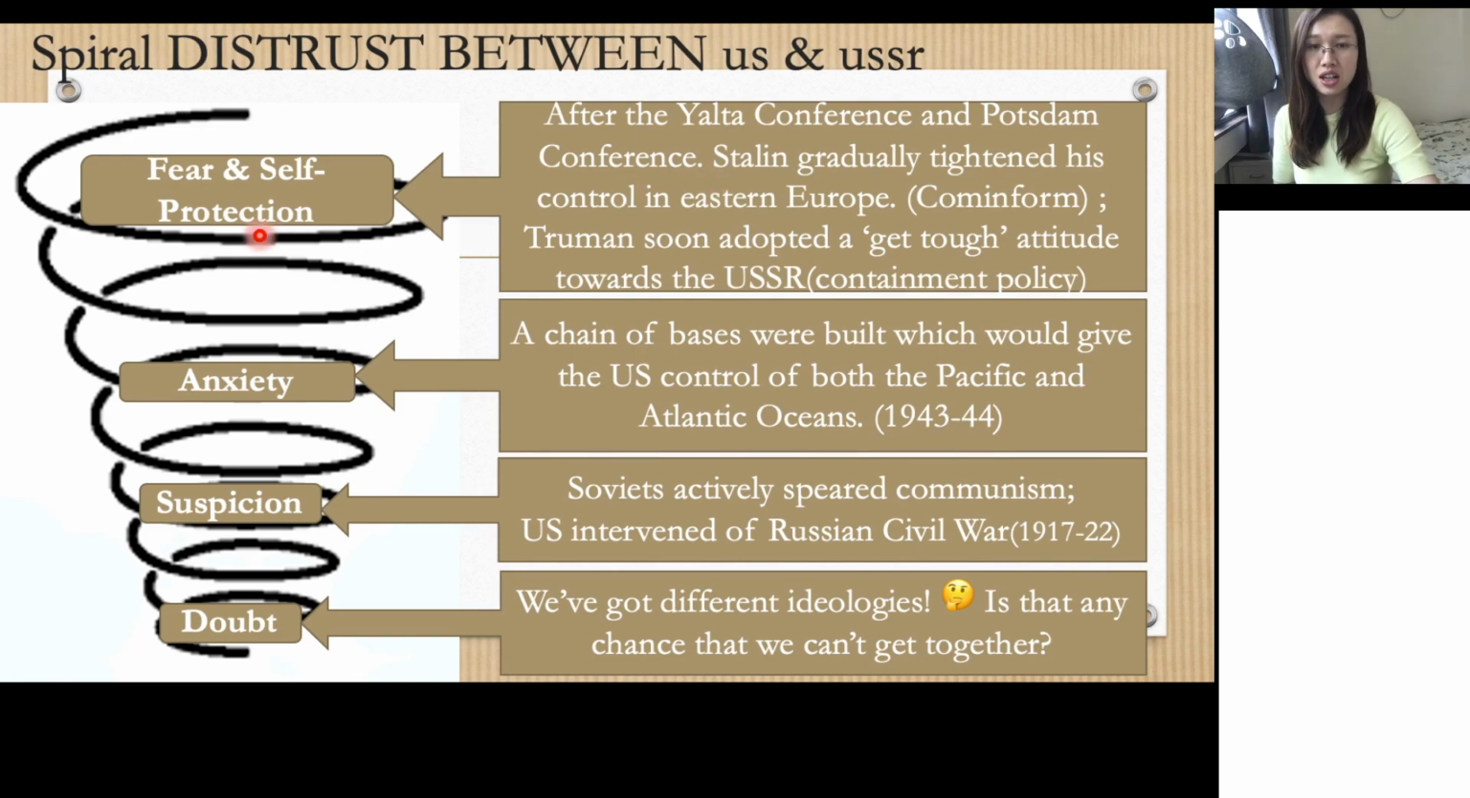And last but not least, when they started to take actions for self-protection, on one side, the US adopted the containment policy and further adopted the Marshall Plan and so on. On the other hand, the USSR tightened their control in Europe and started the Cominform, which is to control the different communist countries. And both sides used this kind of economic aid and political influence to support countries to join their allies, right?